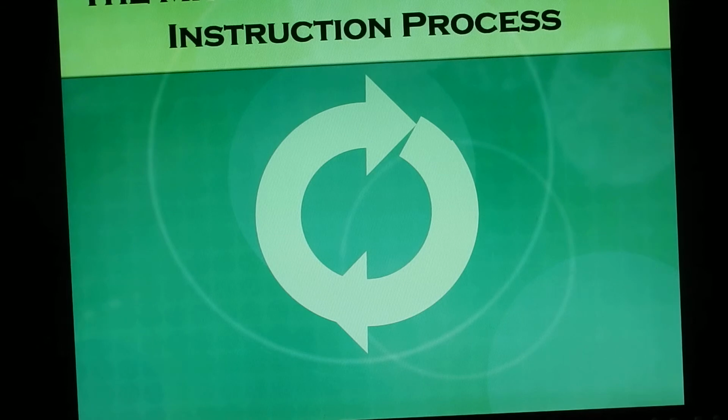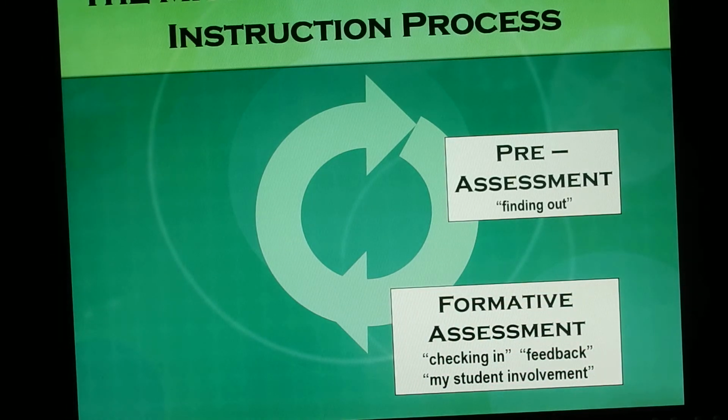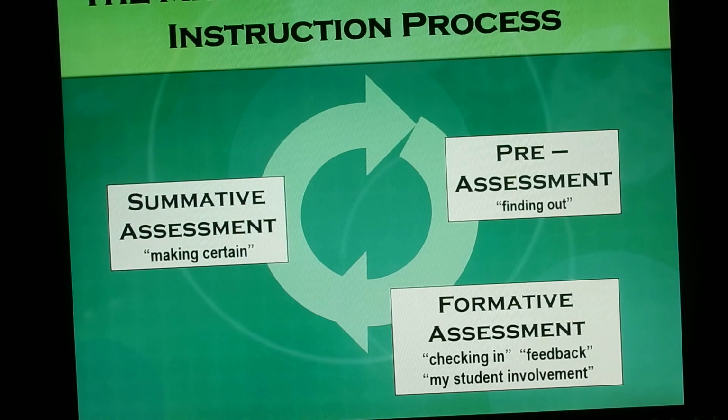Now this is the mitosis lab assessment instruction process that I would hope to employ. The pre-assessment is finding out what the students know, teaching them what they need to do for safety. The next one is the formative assessment, checking in my students' feedback and my student involvement. And the last one, if this works, is the summative assessment, making certain that they know through testing or quizzes, feedback that I could get at the end of the lab.